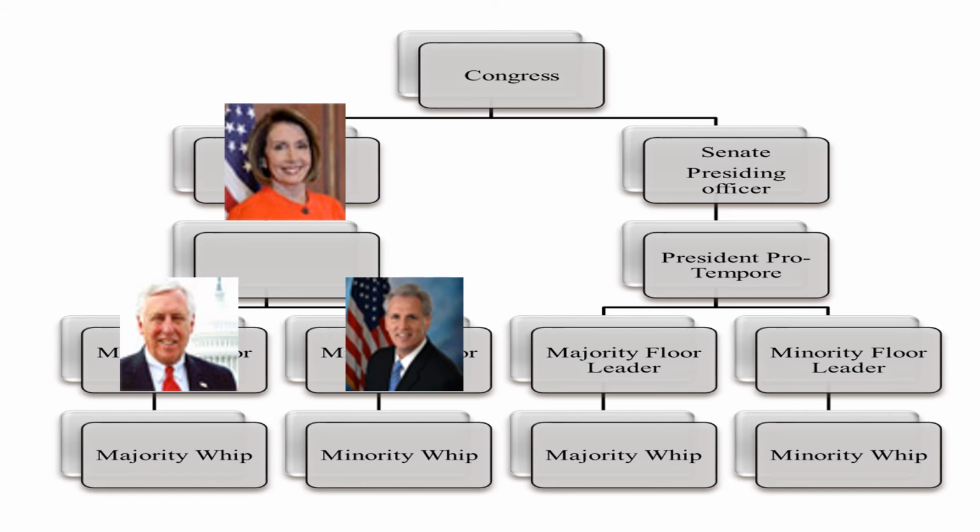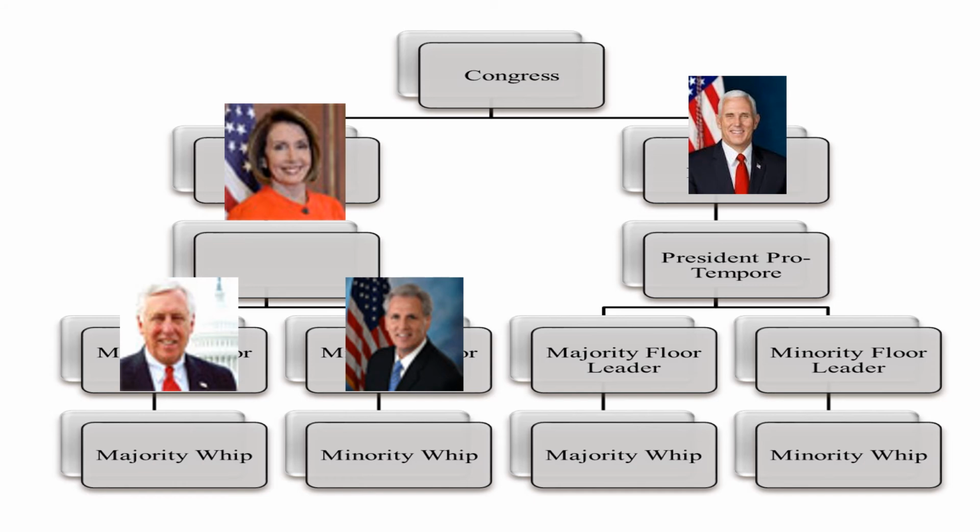Now, the whips, they're not necessarily important to know who is really in the whips right now. I don't have a picture, but our majority whip is Representative James Clyburn, and the Republican whip is Representative Steve Scalise, I think is how you say his name.